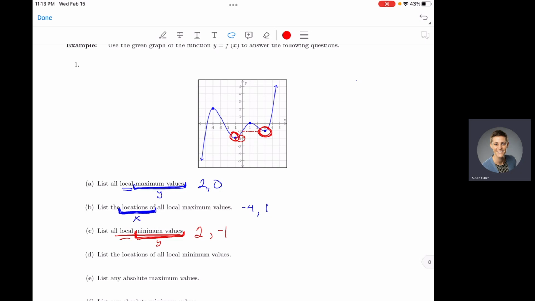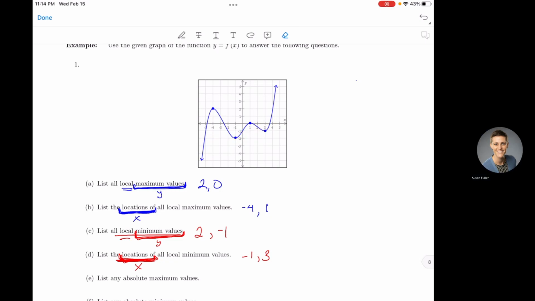And then D, the locations of all local mins. That means I'm looking for the x values because it wants to know where this happens. That's an x value. So now I'm going to come back to these local mins and refer to them by the x values that go with them. And so the x values that I'm looking at here are -1 and 3. Okay, that took care of our local mins.